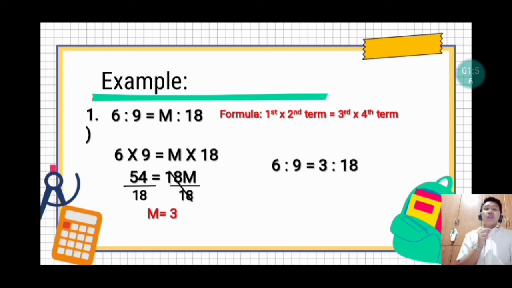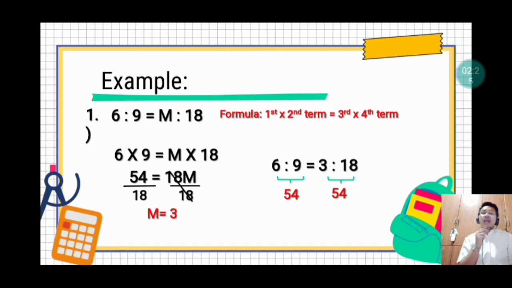After that, we need to multiply the first and the second term of the first ratio, and then multiply the first and the second term of the second ratio, or the third and the fourth term. First, 6 times 9, that would be 54, and also 3 times 18, that would be 54. And we can finally say that these ratios are proportion.